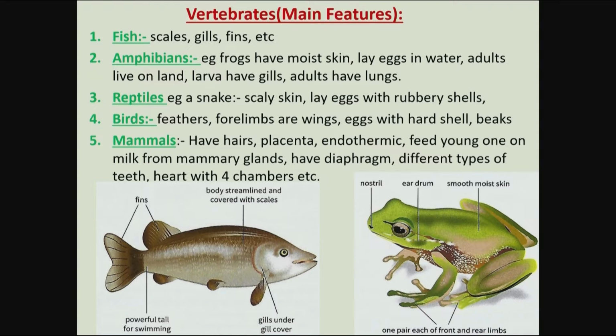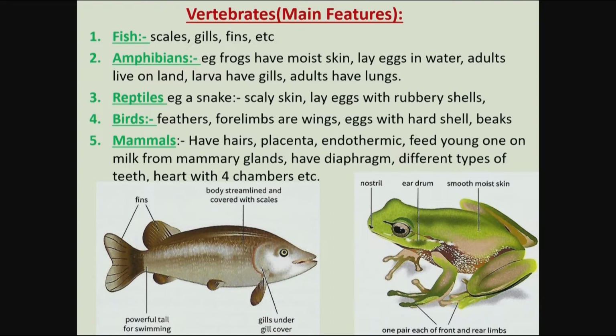Now, the next group are the birds, which can also be referred to as the aves. The birds have feathers. Their forelimbs have been modified into wings. They normally lay eggs with hard shells. Birds also have beaks.